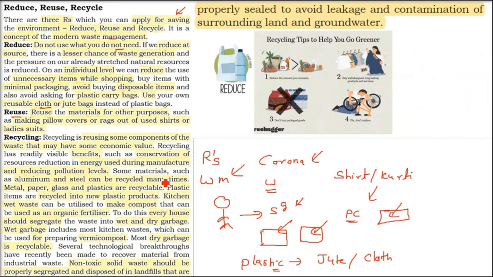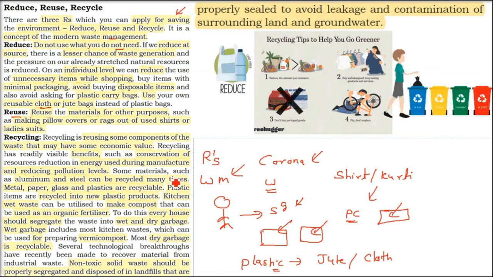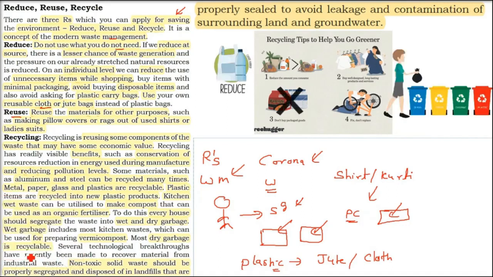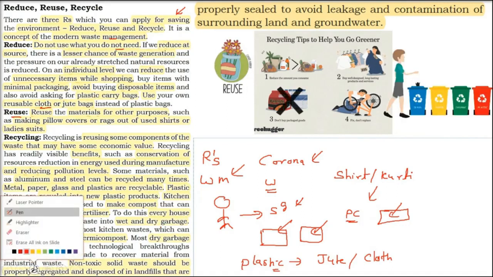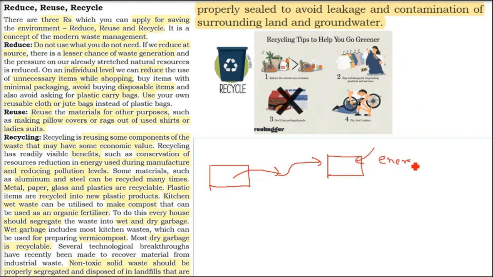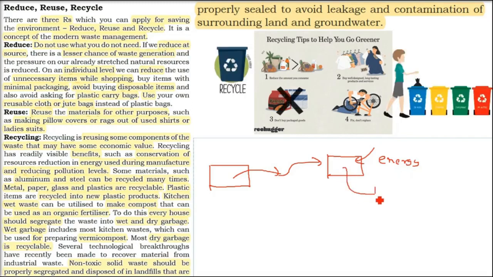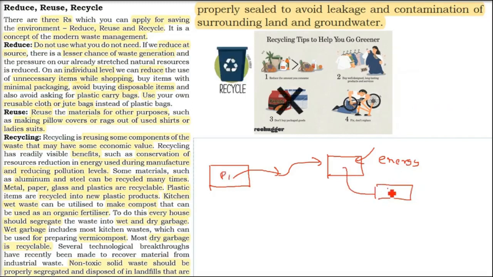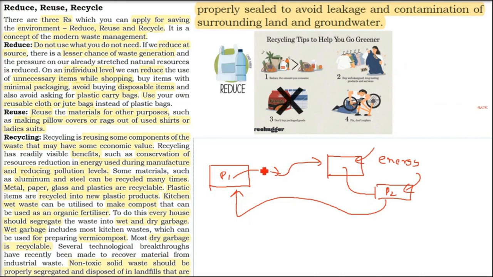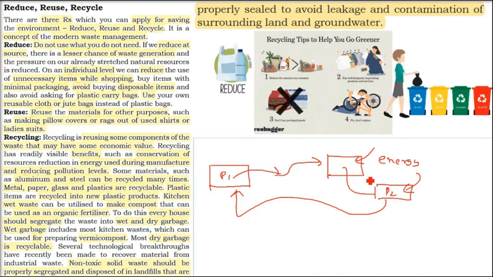Recycling means what? Recycling is reusing some components of the waste that may have some economic value. So it has various benefits. See, this is a plastic item. Once you throw it, or even if you give it to the kabadi, it will go for recycling, and energy will be used, a new product will be formed. So the recycling will again take the natural resources, take the energy, everything. See, if it is not recyclable, then the case is different.